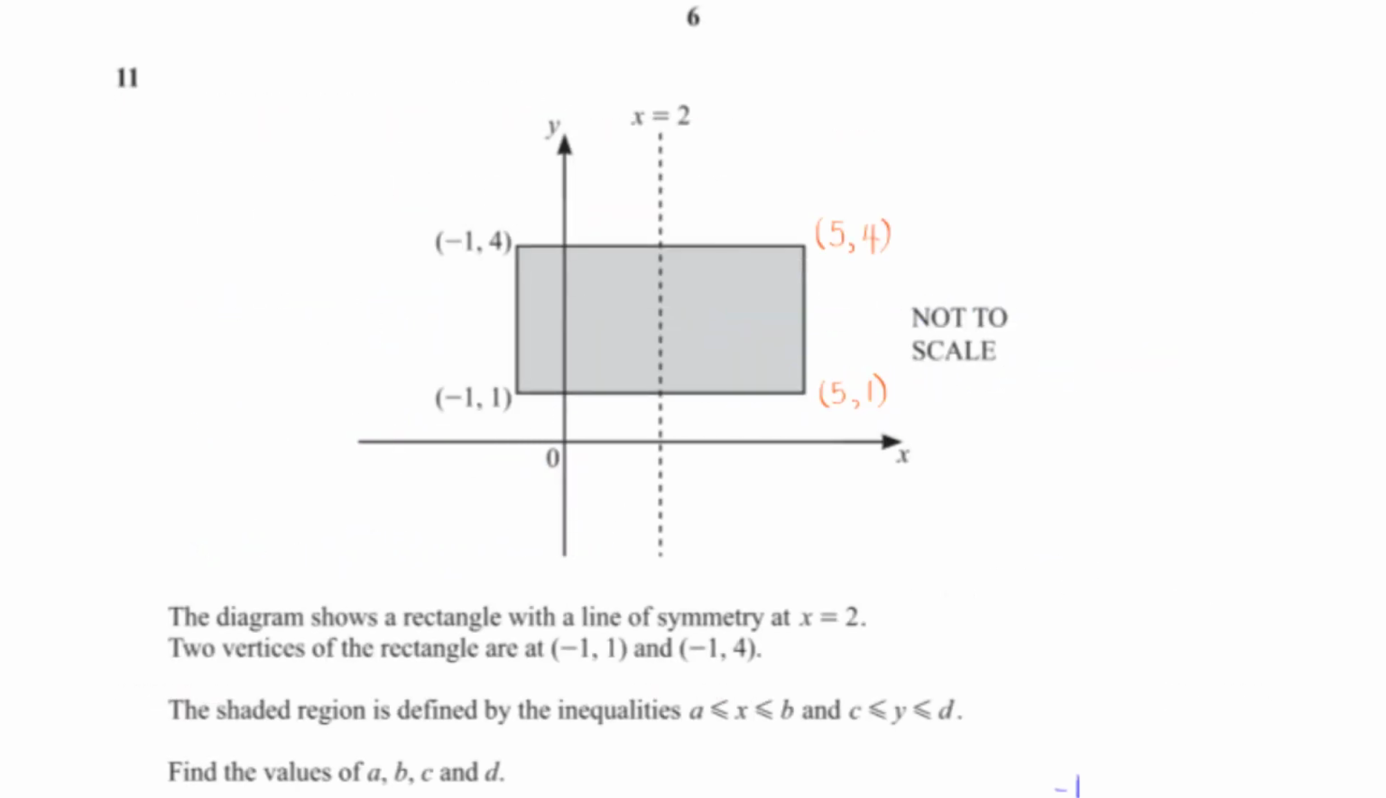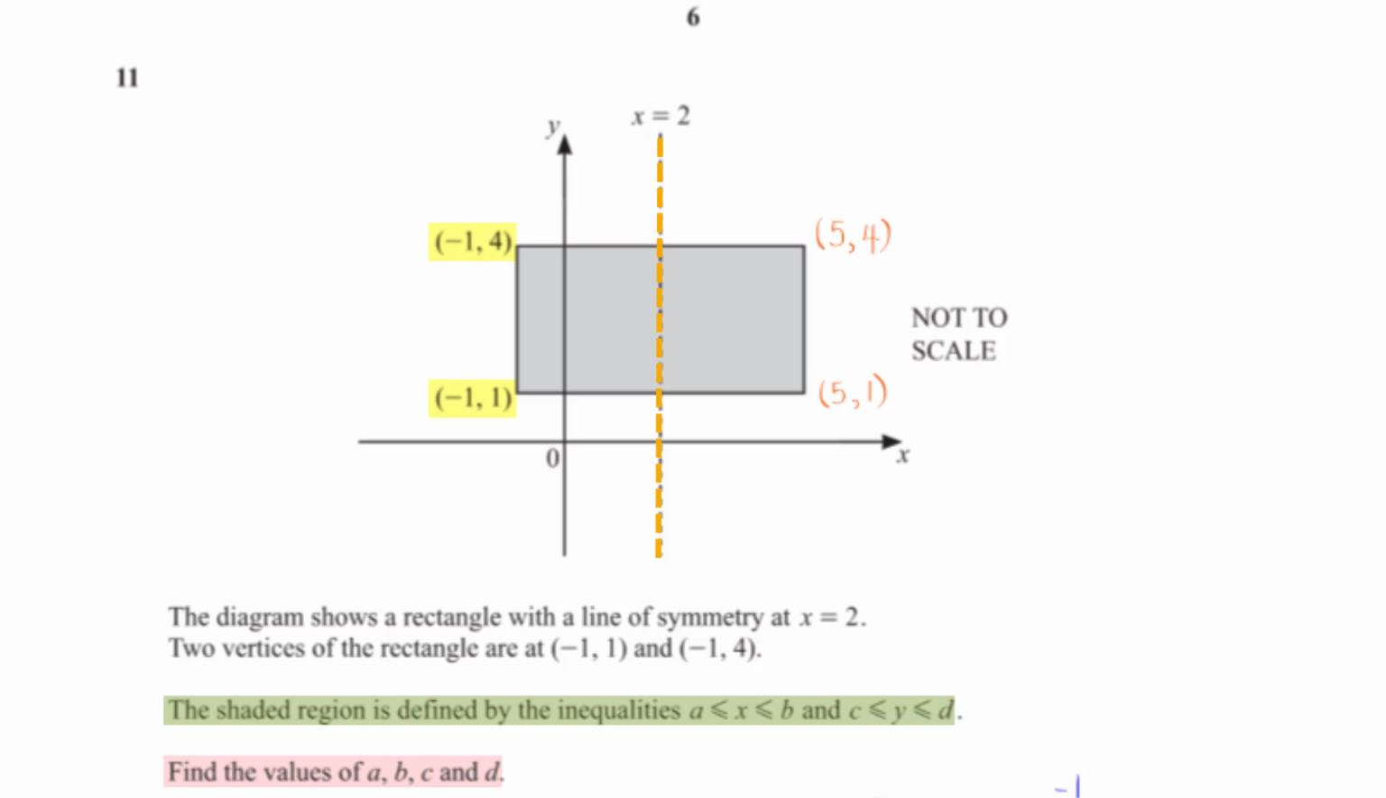The diagram shows a rectangle with a line of symmetry at x is equal to 2. Two vertices of the rectangle are at (-1, 1) and (-1, 4). The shaded region is defined by the inequalities x is greater than or equal to a and less than or equal to b, and y is greater than or equal to c and less than or equal to d. Find the values of a, b, c, and d.